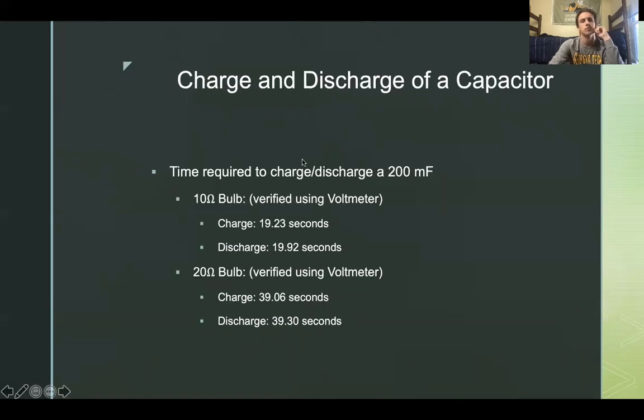We can test this by using different resistance bulbs, and we used a 200 millifarad capacitor for this. We can see that our charge and discharge times for the 10 ohm bulb are around the same, and you can verify it using the voltmeter to check that it has completely charged and discharged. Same for the 20 ohm bulb. They're about the same amount of time for each of those.